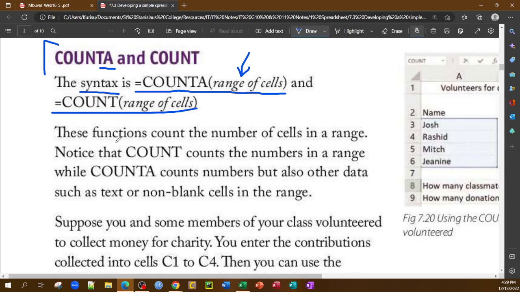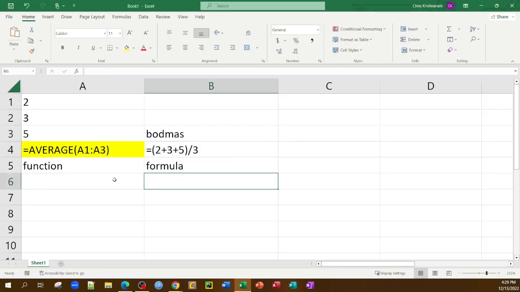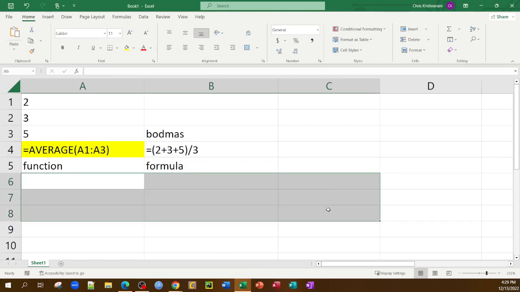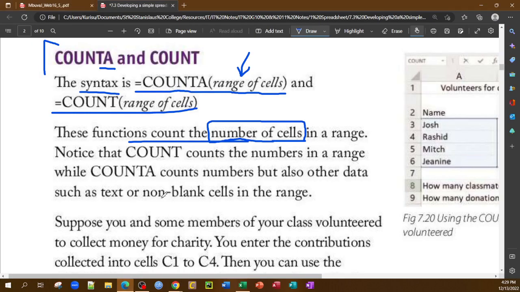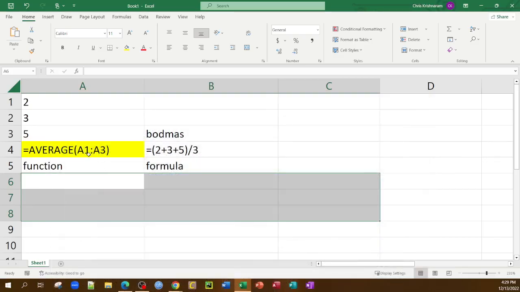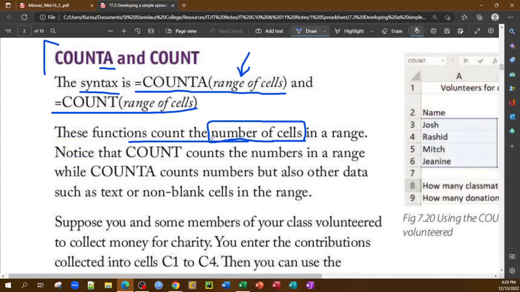So what does it do? These functions count the number of cells in a range. Please note, it is counting the number of cells. What are we calling cells? We are calling each rectangle that you're seeing here a cell. Each rectangle is a cell. So if I highlighted all of these cells here, I basically just highlighted 9 cells. 1, 2, 3, 4, 5, 6, 7, 8, 9. This is 9 cells here. So we're not counting how much information is inside of the cell. It doesn't matter what is inside of the cell. What we're counting is the number of the cells.